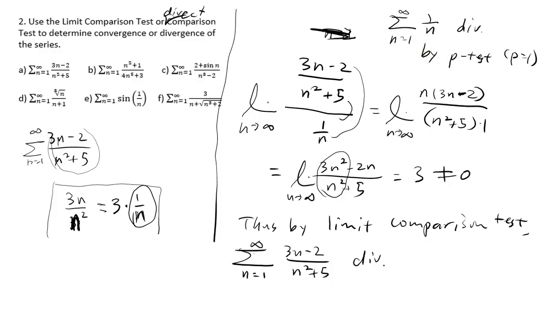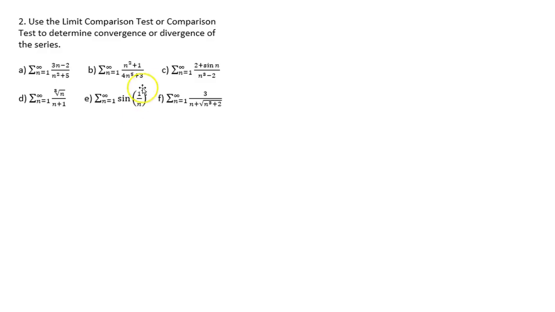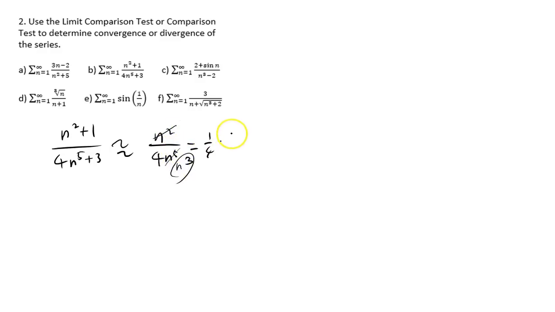Okay, that took a while, but the rest will probably be easier now. So we have question B, n squared plus 1 over 4n to the 5th plus 3. This will be like n squared over 4n to the 5th when n is really large, which is like 1/4 times, if n squared cancels with this one, then n cubed is left, so it's like 1 over n cubed. So this 1 over n cubed is the one that we want to compare it with.